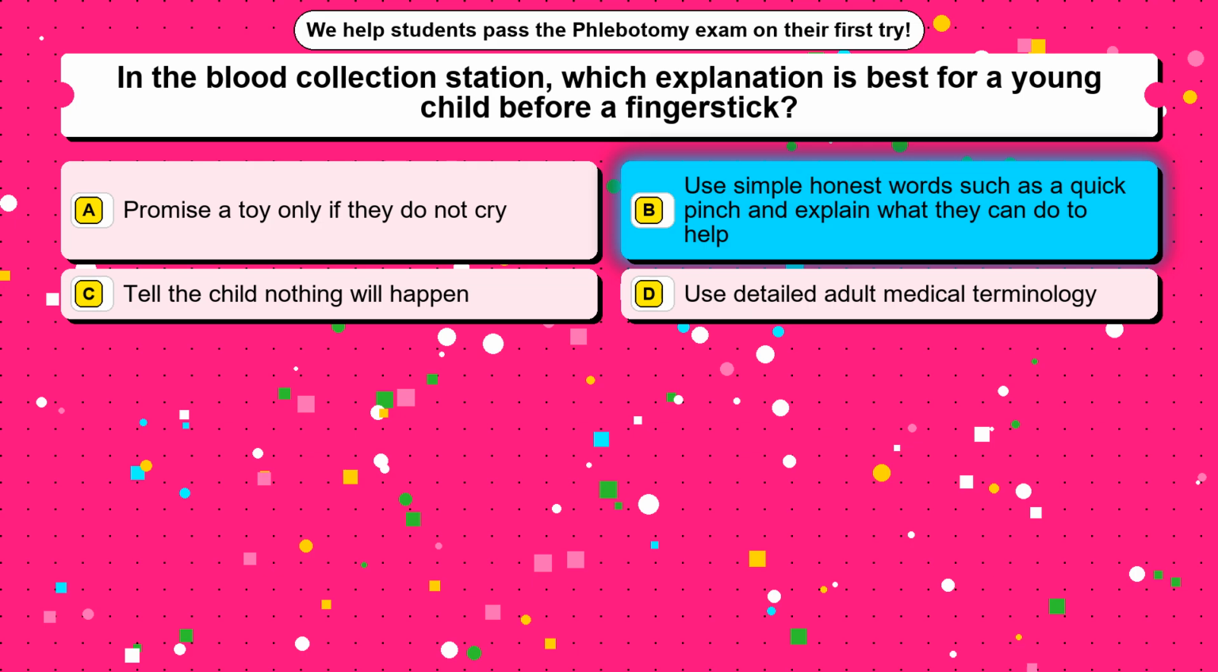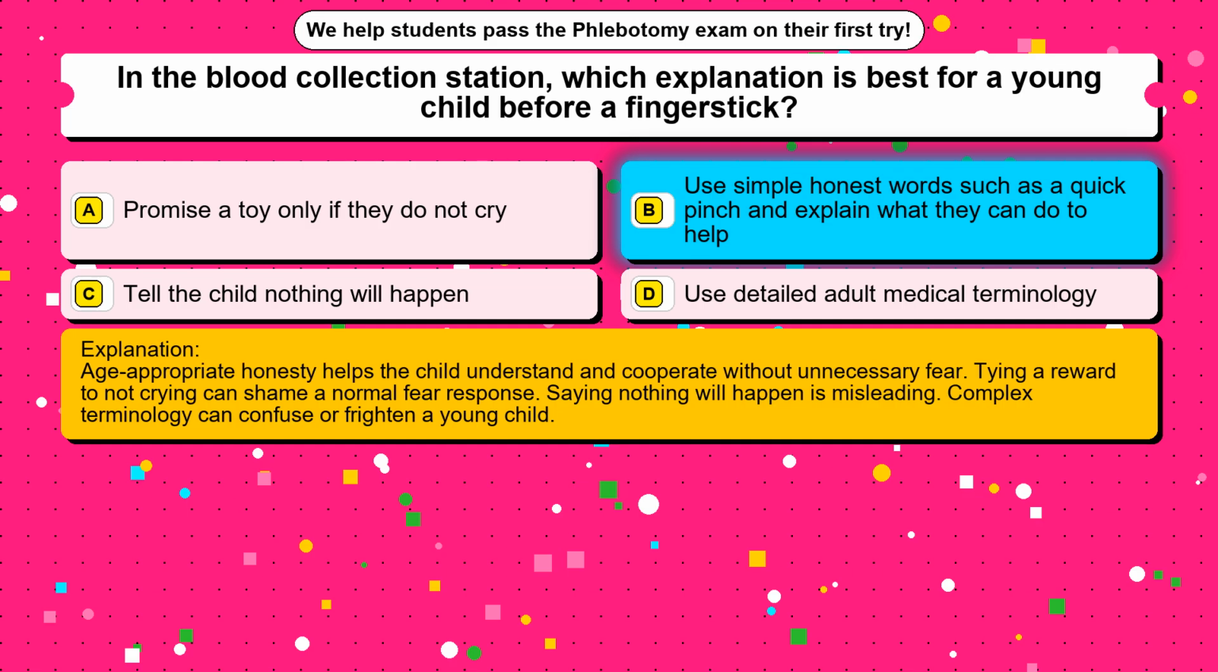The correct answer is option B. Use simple honest words such as a quick pinch and explain what they can do to help. Age-appropriate honesty helps the child understand and cooperate without unnecessary fear. Tying a reward to not crying can shame a normal fear response. Saying nothing will happen is misleading. Complex terminology can confuse or frighten a young child.